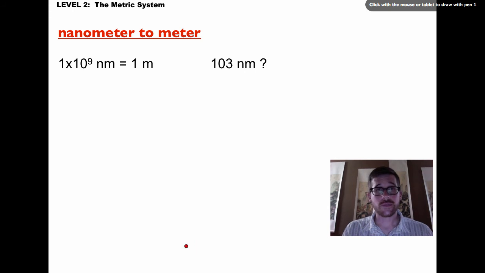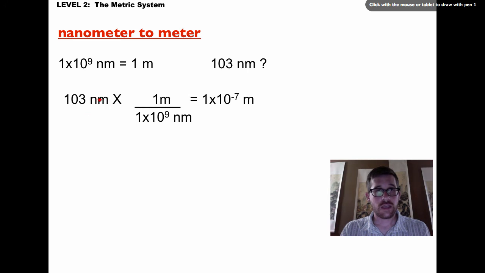Nanometer to meter. Very, very tiny scale for distance, or we'll talk about the radius of atoms this year. So we need to be able to talk about how big atoms are, and nanometers are a way we can communicate that. Meters are much bigger. So we need to know that there are 1 times 10 to the 9th nanometers in 1 meter. So what if we had something on the scale of 103 nanometers? How many meters would that be?